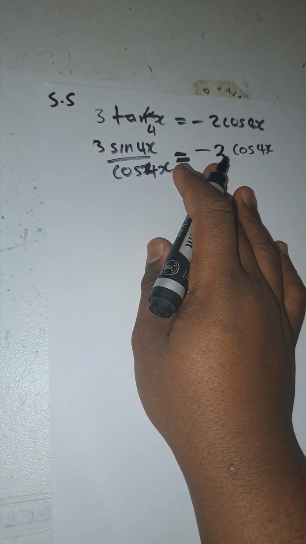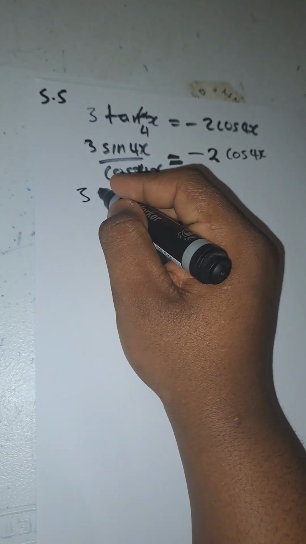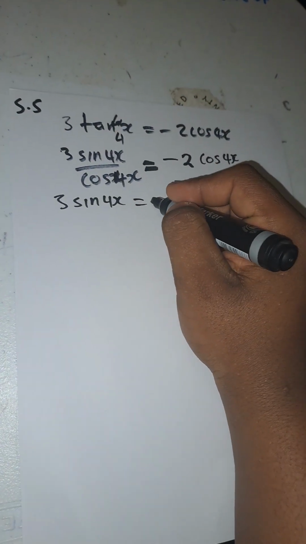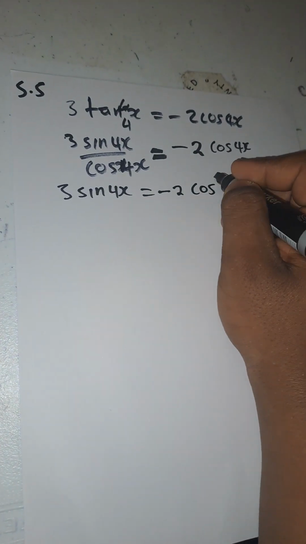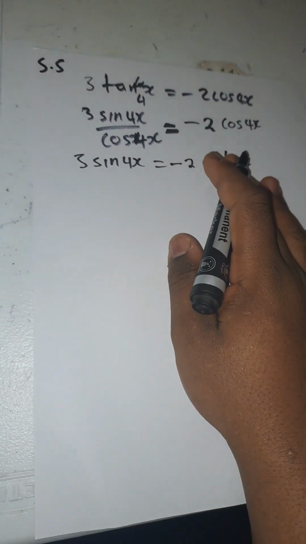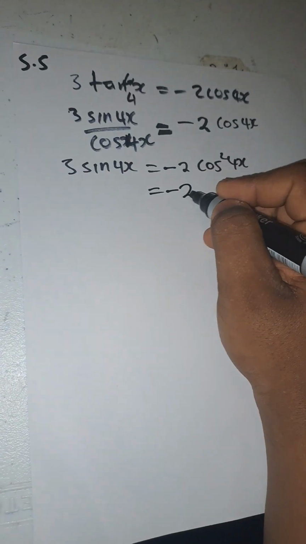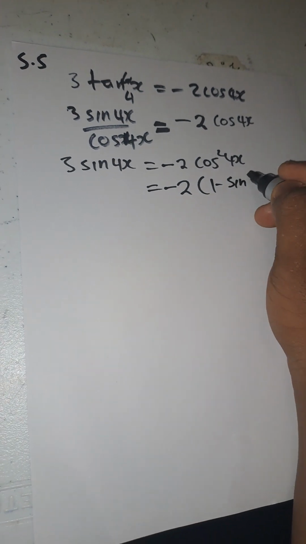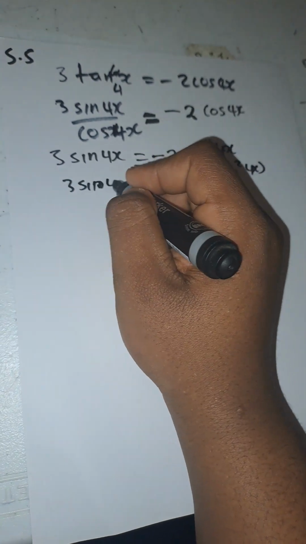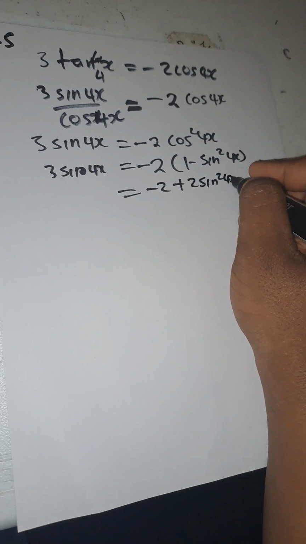So what will I do there? I'll just cross multiply. So I'll have 3 sine 4x is equal to this one times that one, which is minus 2 cos squared 4x. Now, let me change this cos squared 4x to sine, since this side is sine. So minus 2 times 1 minus sine squared 4x. So 3 sine 4x equals minus 2 plus 2 sine squared 4x.